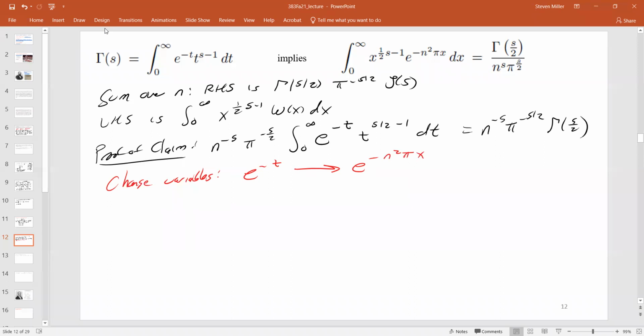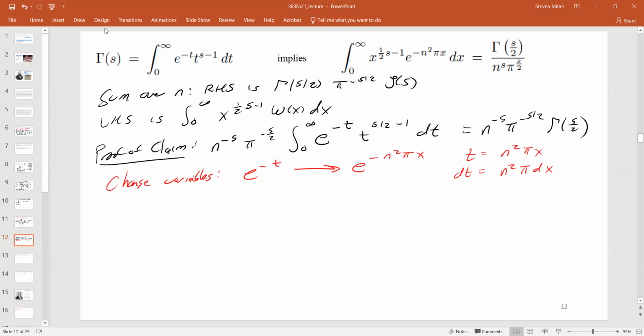Is this reasonable? If I want to get these two to match, let's get the exponential factors to be the same. So what change of variable do I want? I want t to equal n squared pi x. So dt is going to be n squared pi dx. As t goes from 0 to infinity, what does x go from? x is also going to go from 0 to infinity.